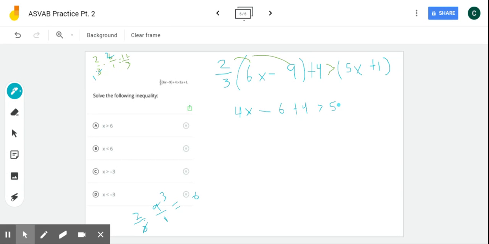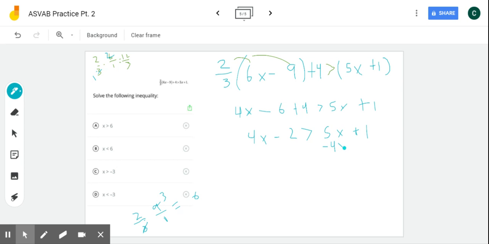On the left-hand side, I can now combine like terms, which is my minus 6 and my 4, which gives us minus 2. 4x minus 2 is greater than 5x plus 1. Now I want to get my x's all together, so you could either move your 5x over here by subtracting it from both sides, or your 4x over here. I'm going to move my 4x over here, because I recognize that if I subtract 5x minus 4x, it gives me 1x, which is nice.